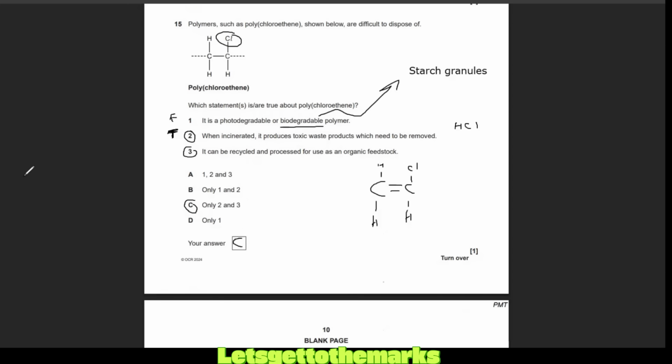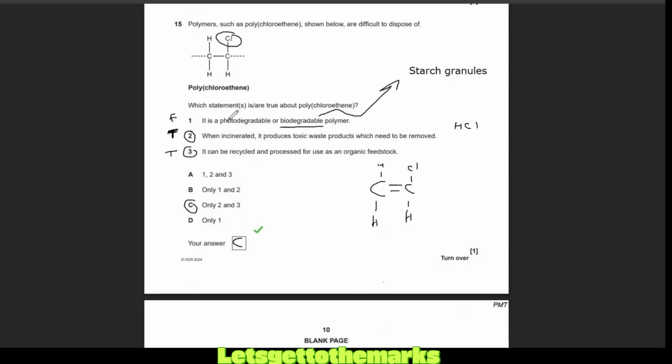But I know for a fact that what the exam board did with this question is, regardless of whether you put A, B, C, or D, they gave you the mark. They kind of fluffed this question by not giving enough information. So we definitely know that 2 is true. Possibly 3, but they needed to give a little bit more information, because I don't think it's as straightforward to reverse that back to chloroethene.